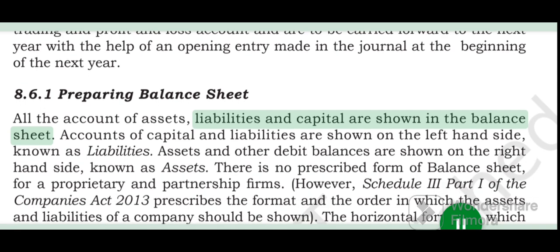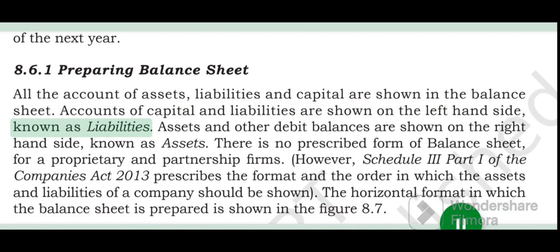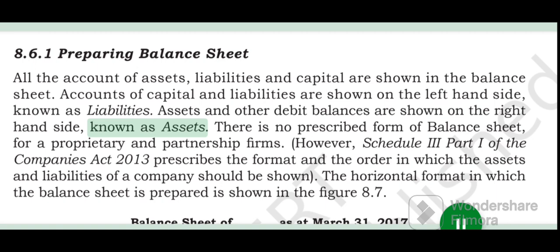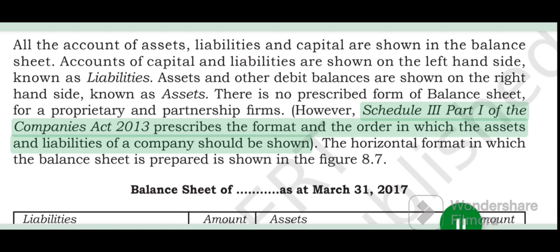8.6.1 Preparing balance sheet. All the accounts of assets, liabilities and capital are shown in the balance sheet. Accounts of capital and liabilities are shown on the left-hand side, known as liabilities. Assets and other debit balances are shown on the right-hand side, known as assets. There is no prescribed form of balance sheet for proprietary and partnership firms. However, Schedule III Part I of the Companies Act 2013 prescribes the format and the order in which the assets and liabilities of a company should be shown.